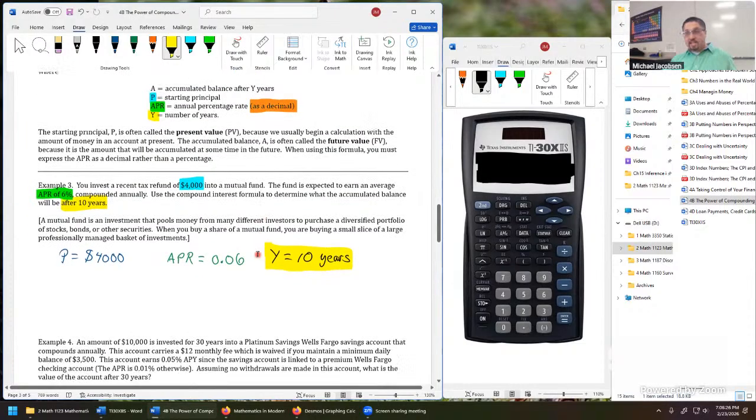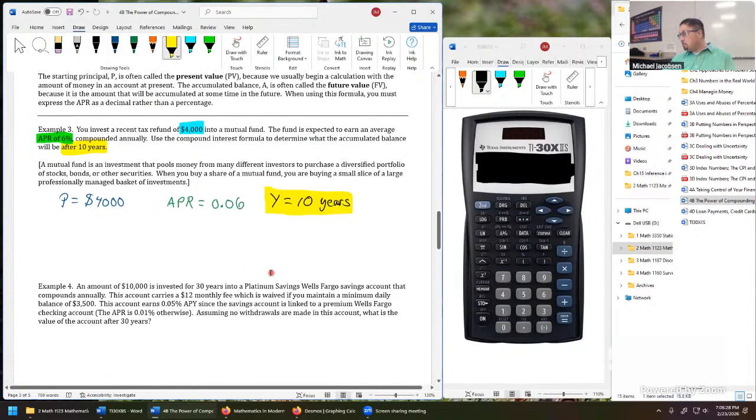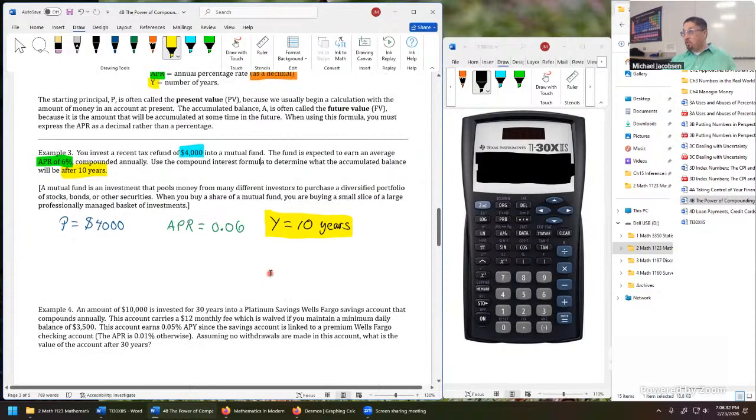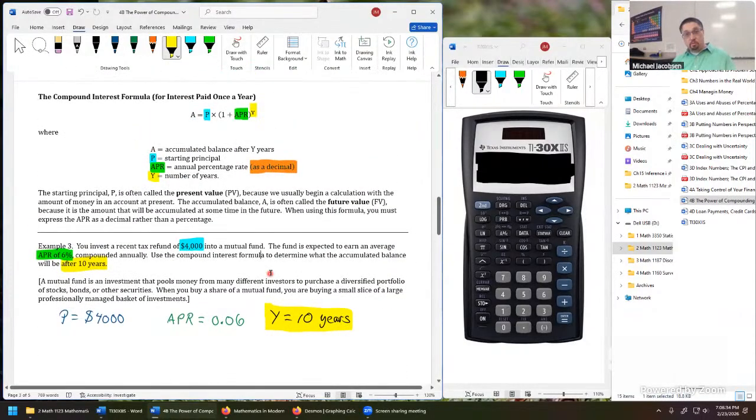So again, we'll come back to this one next time, compare it with a Platinum Savings Wells Fargo account. This is real information on the problem down below to see how interest builds when we compound. Well, any last questions or comments, folks, before we call it tonight, just a few minutes early today?